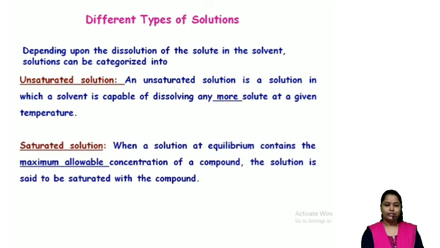The next one is the saturated solution. When a solution at equilibrium contains the maximum allowable concentration of a compound, the solution is said to be a saturated solution. That means if we add a small amount of solute to that solution, it is not able to dissolve that solute. Therefore the solution containing the maximum allowable concentration of compound is called a saturated solution.